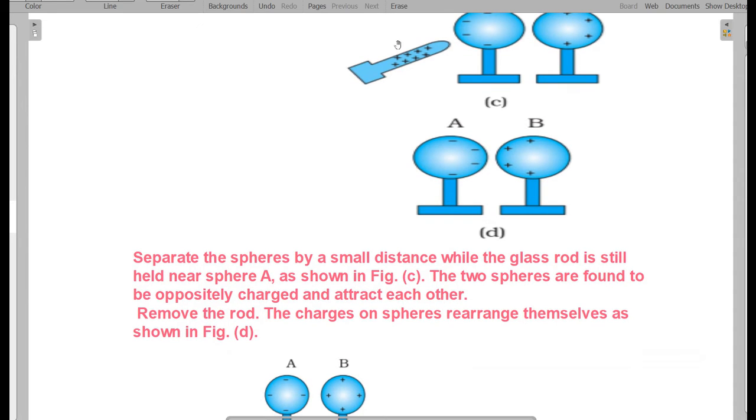Now remove this rod. The charges on the spheres rearrange themselves as shown in the figure. Earlier, the charges were on the rear side. Now, on removal of the glass rod, which is charged positively, these charges accumulate on either end, come closer. Hence, they show a sort of attraction.